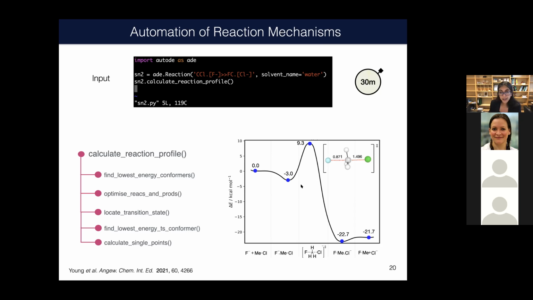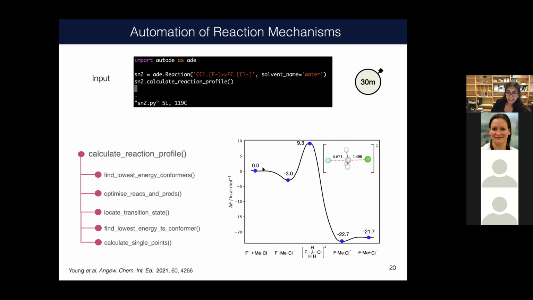So what the computer is doing during these 30 minutes is calculating the conformer for the reactant and the product independently, optimize them, then locate the transition state, also find different potential conformers for the transition state, and calculate single points. You can also ask the program to calculate complexes that may be lower in energy than the independent species.